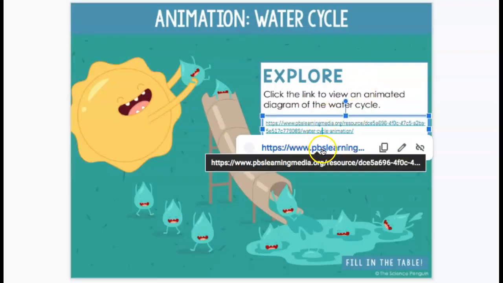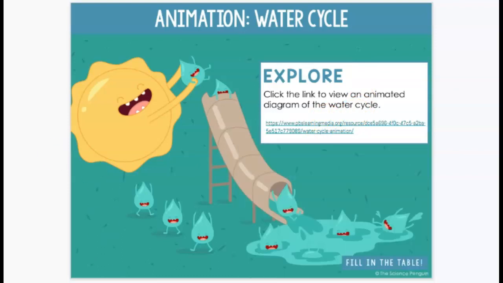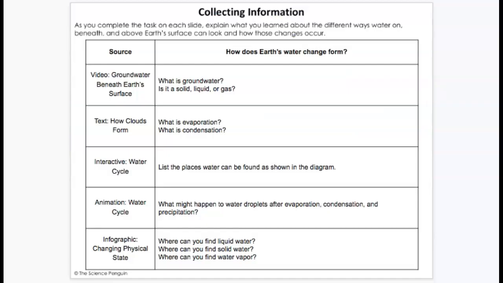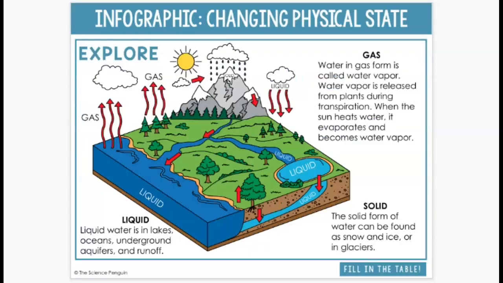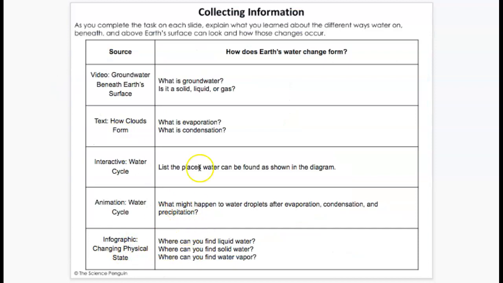Then come to the water cycle. You're going to come here, click on this link, and you're going to watch the water cycle animation. Then again, go to slide 7 and talk about what might happen to water droplets after evaporation, condensation, and precipitation. Then from here, you're going to go to the infographic, changing physical state. Read and explore liquid, gas, and solid, those 3 paragraphs. And again, you're going to come to this bottom section here and talk about where you can find liquid water, solid water, and water vapor.